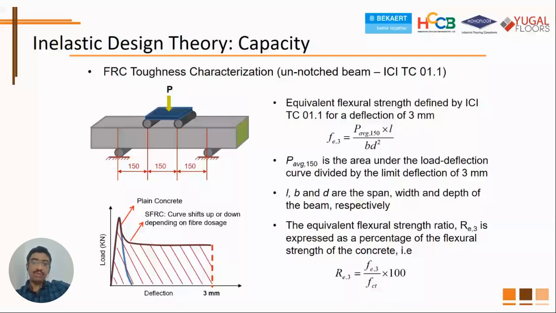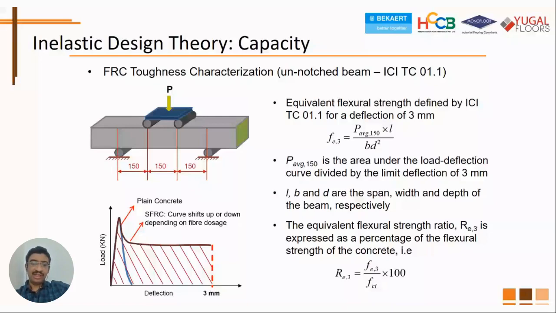And this test is done up to 3 mm deflection of the beam. So the 3 mm, mind you, gives you an indication that it's a highly ductile system, and this curve shifts up or down depending upon the dosage of fiber. So if it's very low, it would be slanting down a bit. If it's high, you would get almost an elastoplastic behavior. So that is how you do it.